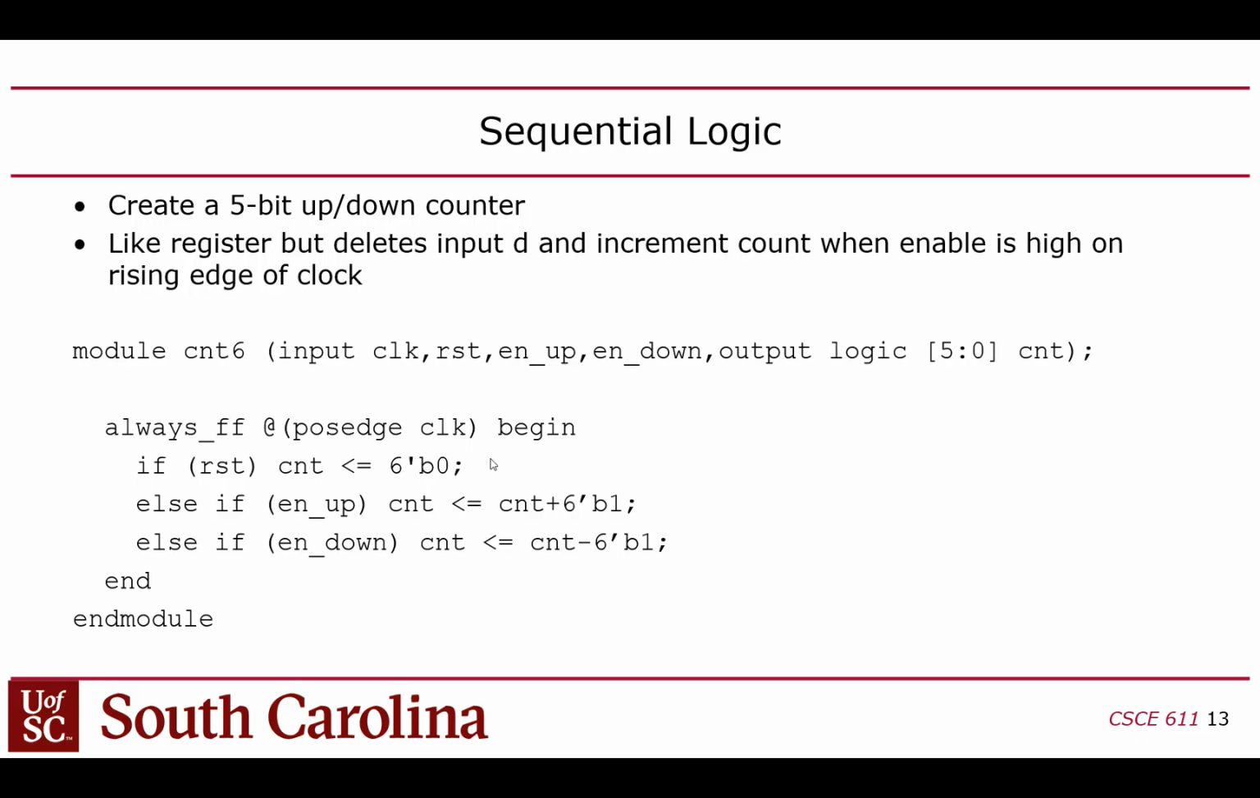Now, if enable up and enable down are both asserted, it's going to go up because that's the priority in the if statement, right? So if they're both asserted, it's going to count up by default. If only down is asserted, it'll count down, and if neither are asserted, it'll hold, right? But the point is you can create these kinds of behaviors inside the clocked circuit, or clocked block.